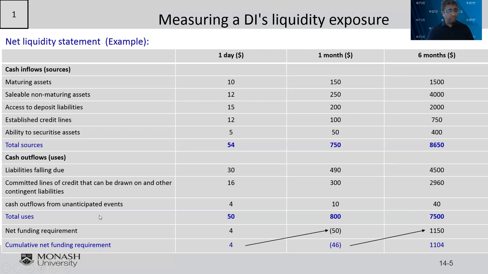And then other cash flow from unanticipated events. You have to anticipate this. We just anticipated here 4. So if you take the sources minus the liabilities, the uses, you have 4. This is how the statement looks in 1 day. In 1 month, it will look like this. It's the same thing with different numbers.